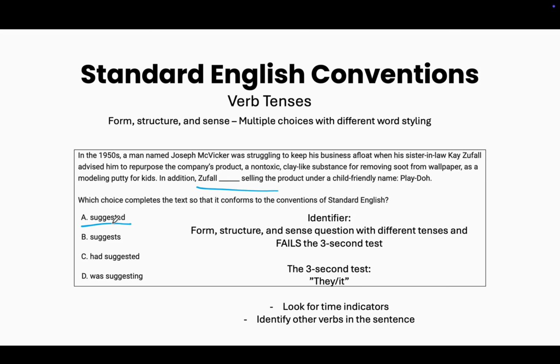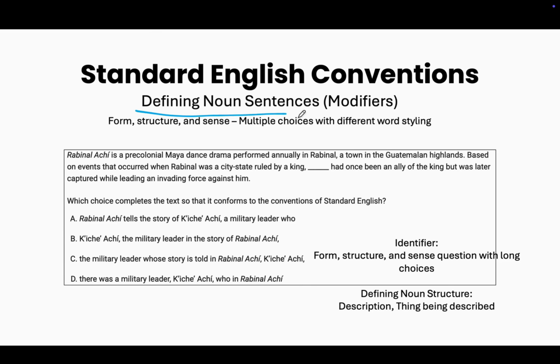Another common form, structure, and sense question is what I call defining noun sentences. Officially, they are called modifiers, but I'll just stick to my name. These test whether you recognize what's being described. How to spot them? The answer choices are usually long. The format is description, comma, and the noun or noun phrase being described.